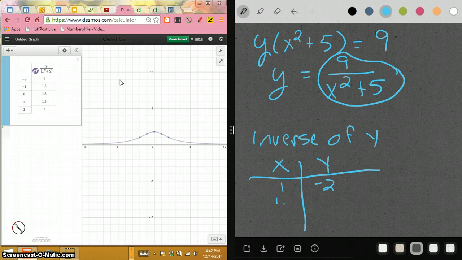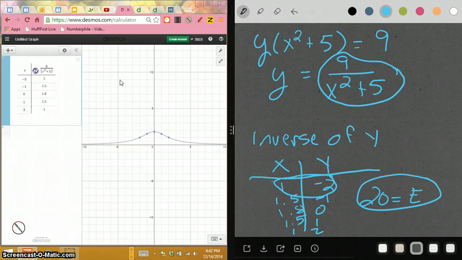Then 1.5, -1, 1.8, 0, 1.5, 1, and then 1, 2. And I think the one that matches is 1, -2, which happens to be E. So number 20 is E on the test review. Okay, so let me know if you have any more questions about that.